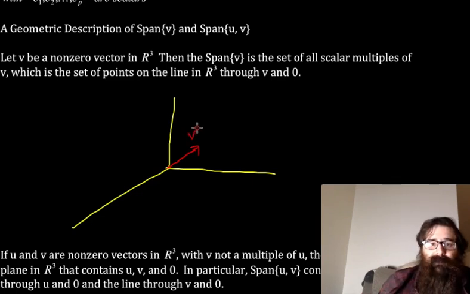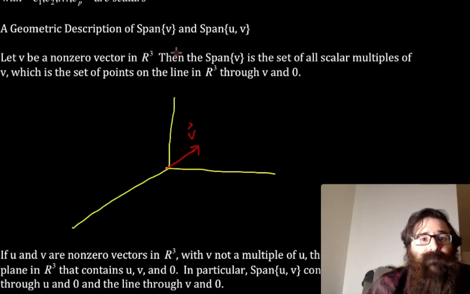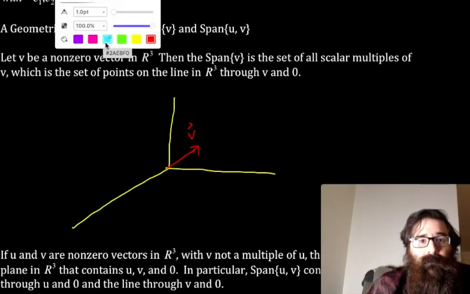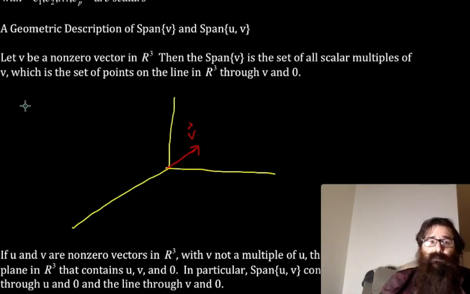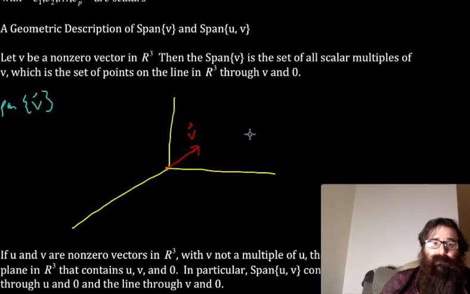So vector v. And how would the span of vector v look? Well, let's do that in blue. So then the span of vector v would be all scalar multiples of this vector. So I could multiply this vector by 0 and get the 0 vector. I could multiply it by 1 and get the vector itself.